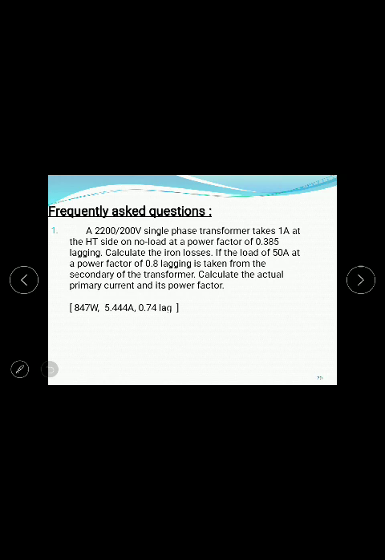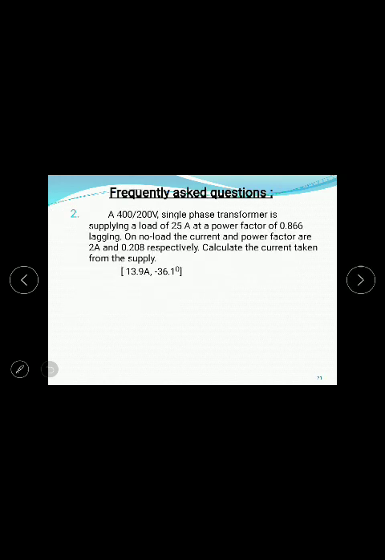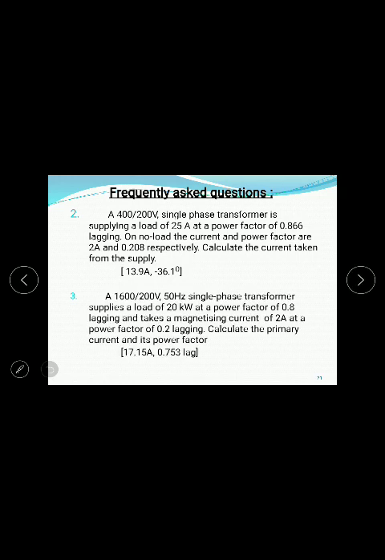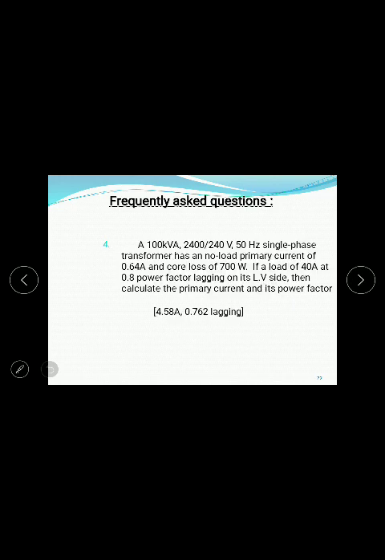And the next one is a 400 volts by 200 volts single phase transformer supplying a load of 25 amps at a power factor of 0.866 lagging. On no load, the current and power factor are 2 amps and 0.208 respectively. So calculate here the current taken from the supply. These are the frequently asked questions.